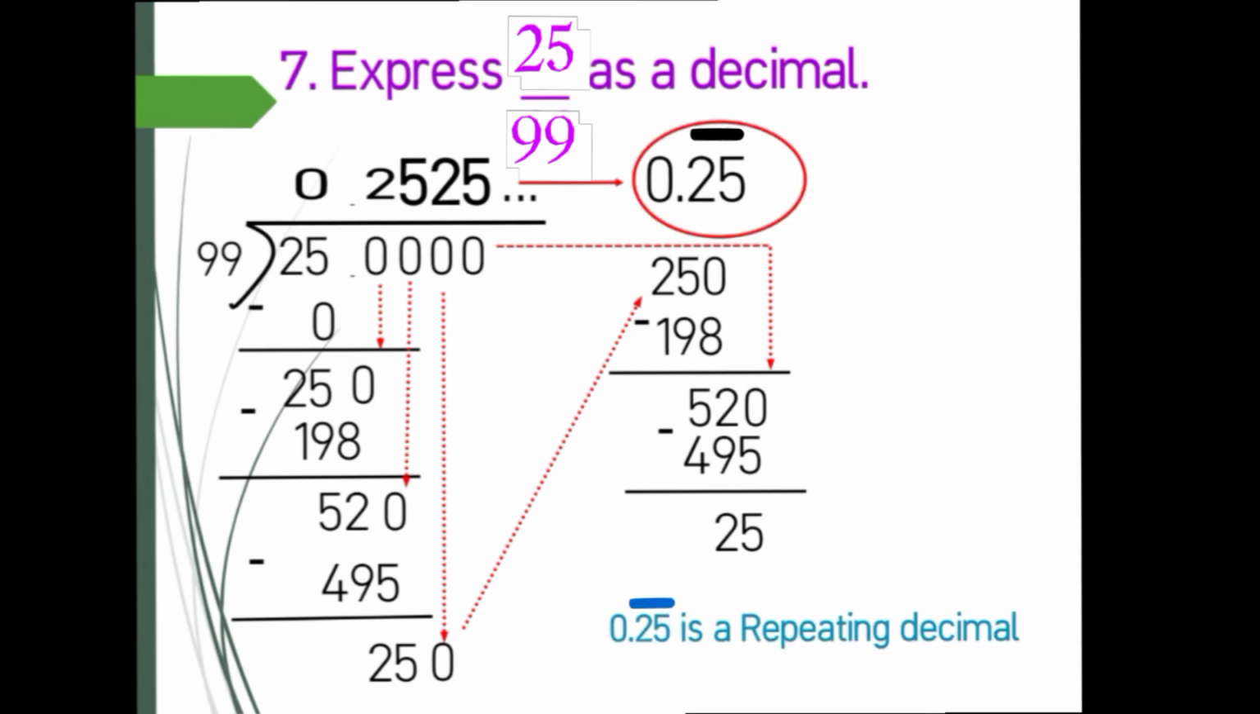So, 0.25 bar is a repeating decimal. So, dito is dalawang digit yung inuulit. Sa number 6 example is, isa lang yung digit na inuulit. Dito po sa number 7 is dalawa.